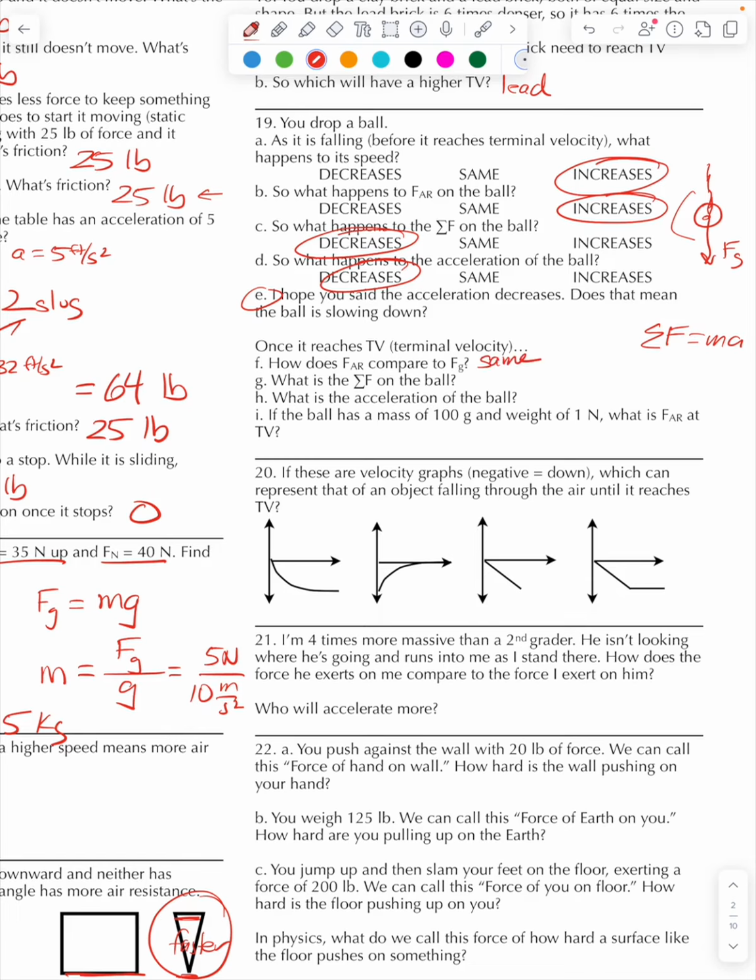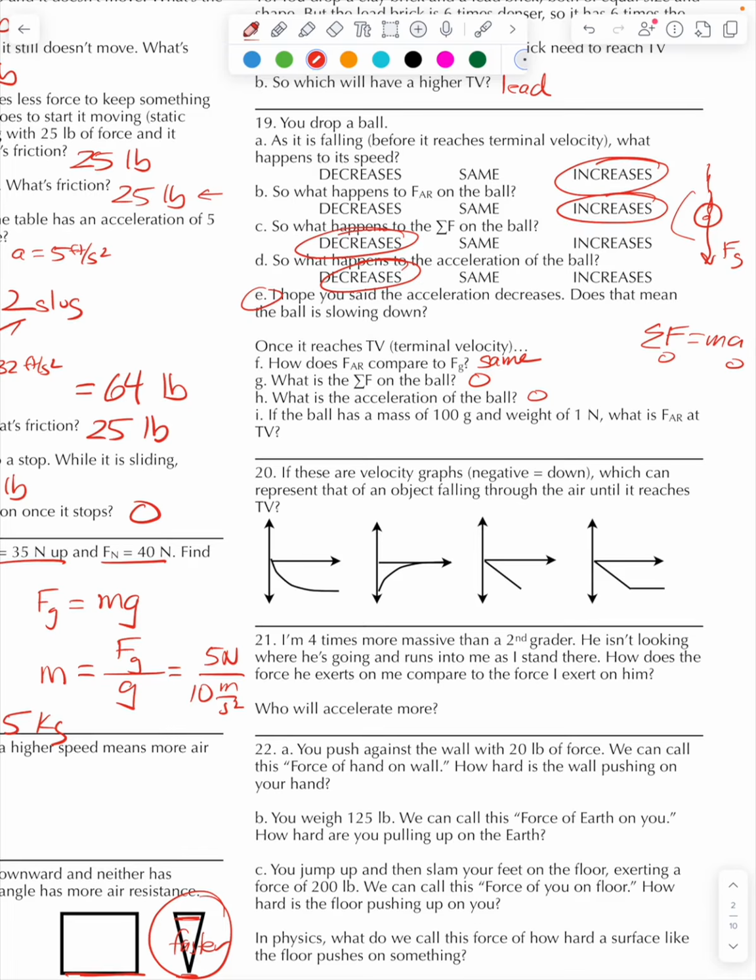Same. What is the net force on the ball? Well, the net force is going to be zero. Because if those are the two forces acting on it and they're the same, the net force must be zero. They cancel each other. What's the acceleration? Well, if the net force is zero, the acceleration is zero, which means it's not going to change velocity. It's going to fall at constant velocity.